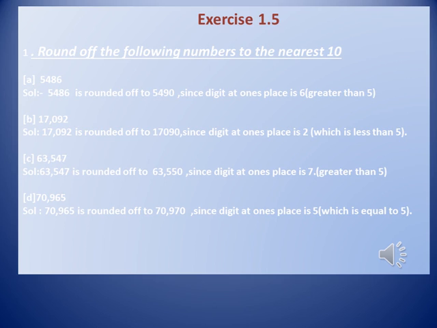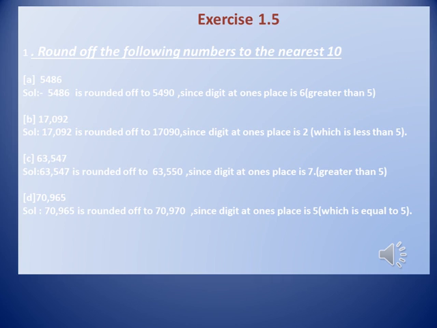Okay. Now let us see the B1. What is the B1? 17,092. 17,092 is rounded off to 17,090. Why is it rounded off to 17,090? Because in ones place there is 2. 2 is less than 5. So what do we have to do? We have to just replace ones place with 0.